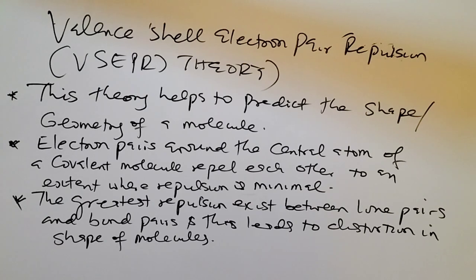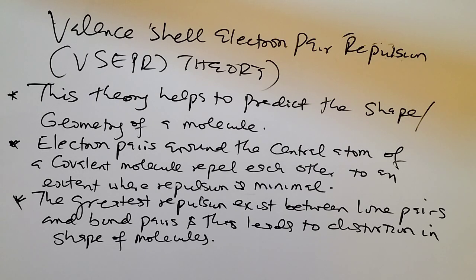In this aspect, we're looking at the valence shell electron pair repulsion theory, VSEPR theory. This theory helps us to predict the shape of covalent molecules. So from the first point, we'll say this theory helps to predict the shape or geometry of a covalent molecule. Some covalent molecules have a bent shape, some have a linear shape, some have a tetrahedral shape, and so on. So this theory helps us to predict the shape of covalent molecules.